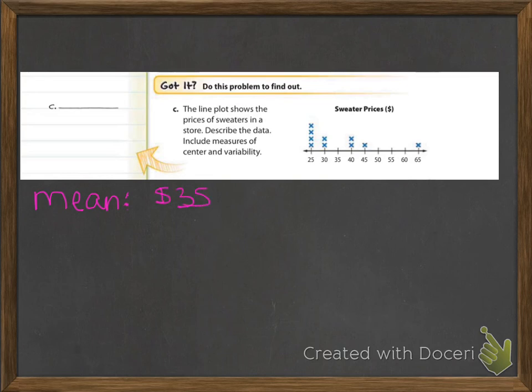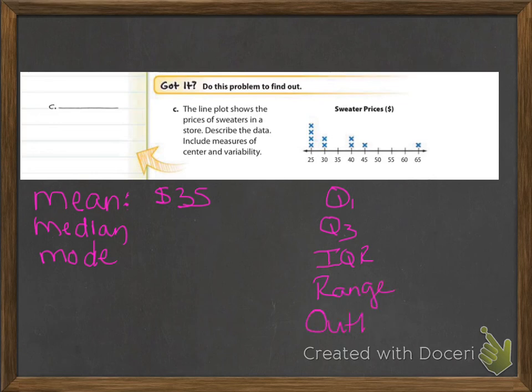Okay, so you don't have to find the mean. Be sure to find me the median and the mode. And then, of course, you're going to have to find your Q1, Q3, your IQR, your range, and your outlier. All right, go ahead and pause your video and do this now.